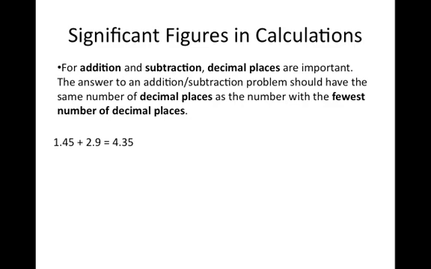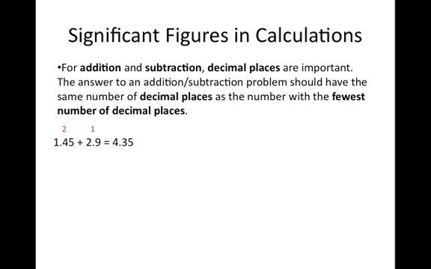If you were to type 1.45 plus 2.9 into a calculator, you would get 4.35 as the answer. However, we have to evaluate whether the significant figures are correct. Because this is an addition problem, we are worried about decimal places rather than sig figs. 1.45 has 2 decimal places. Keep in mind that decimal places are only the places after the decimal point. 2.9 has 1 decimal place.